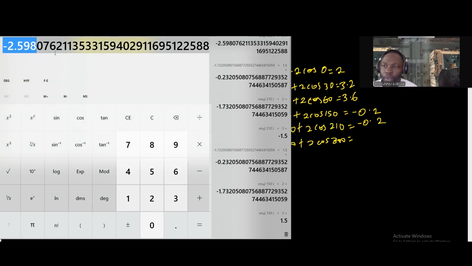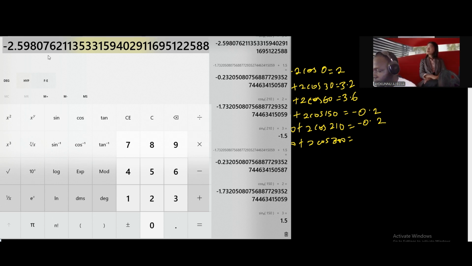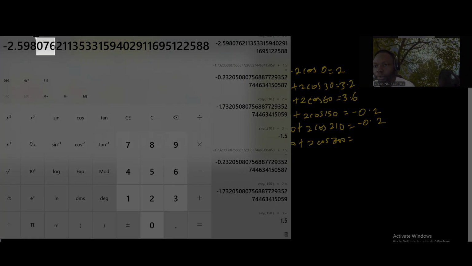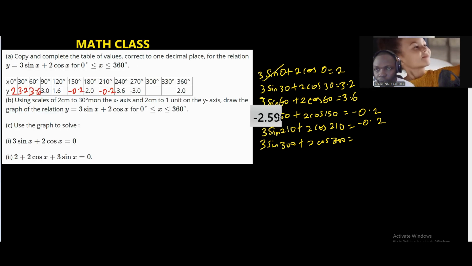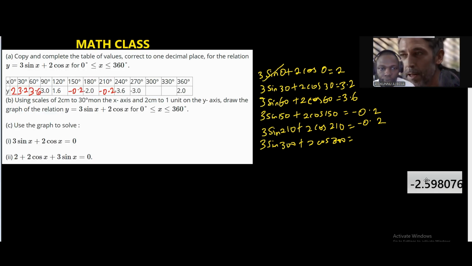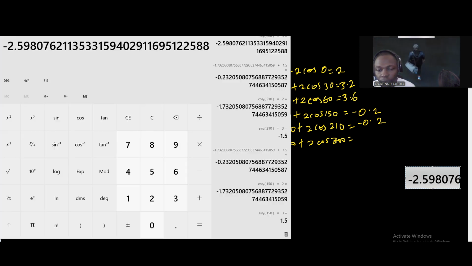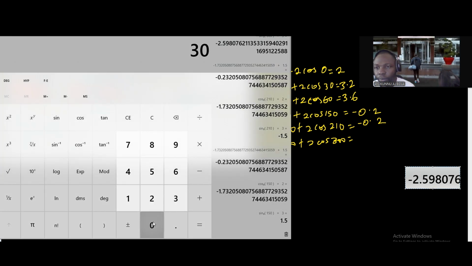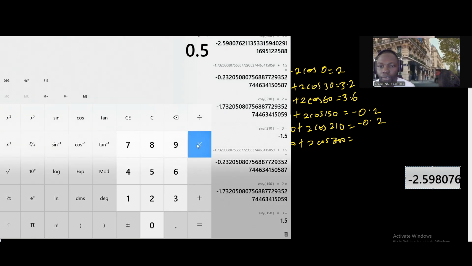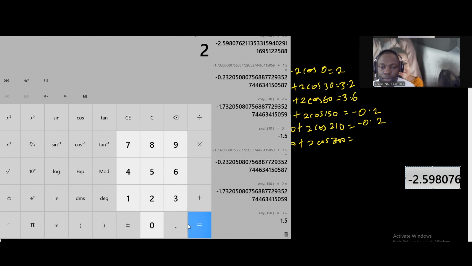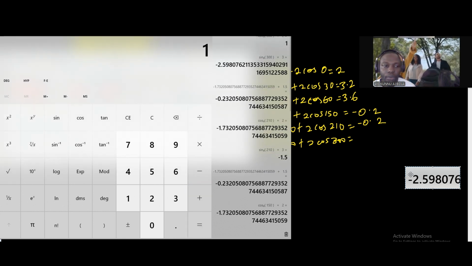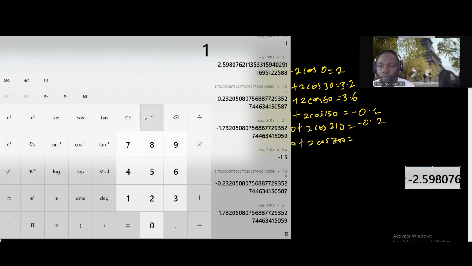Let me just keep it somewhere here so that we'll at least be able to make reference to it. So this is the first part there. Then we need cos 300. So cos 300 is 0.5, times 2, that's 1. So 1 plus that negative number, okay?